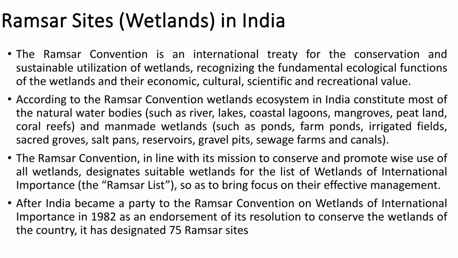So, Ramsar Convention, in line with the mission to conserve or protect and promote wise use of all wetlands, designates suitable wetlands for the list of wetlands of international importance, and that list is called the Ramsar list, so as to bring focus on their effective management. After India became a party of Ramsar Convention on wetlands of international importance in 1982 as an endorsement of its resolution to conserve wetlands of the country, it has designated 75 Ramsar sites in India.